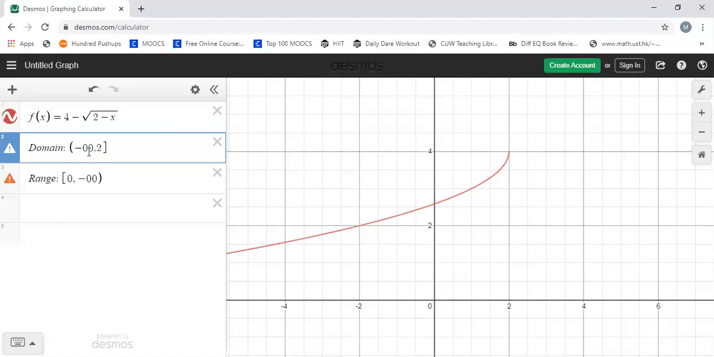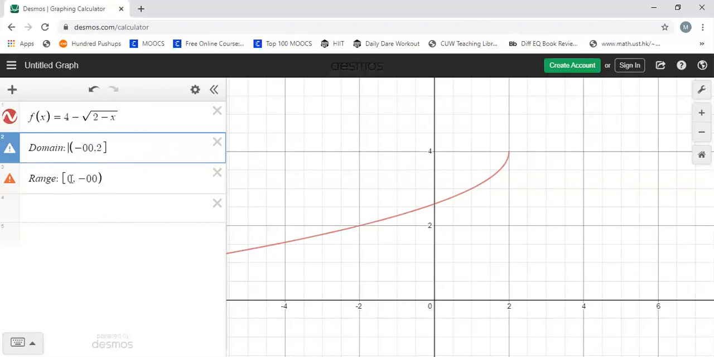The 2, on the other hand, right, we can put in a 2, it gives us 2 minus 2, which is 0, and f of x would be 4 at that point. If you tried to put in 3, right, 2 minus 3 is negative 1, and the square root of negative 1 is an imaginary number, and we can't use imaginary numbers, right? Okay, so how about our range?